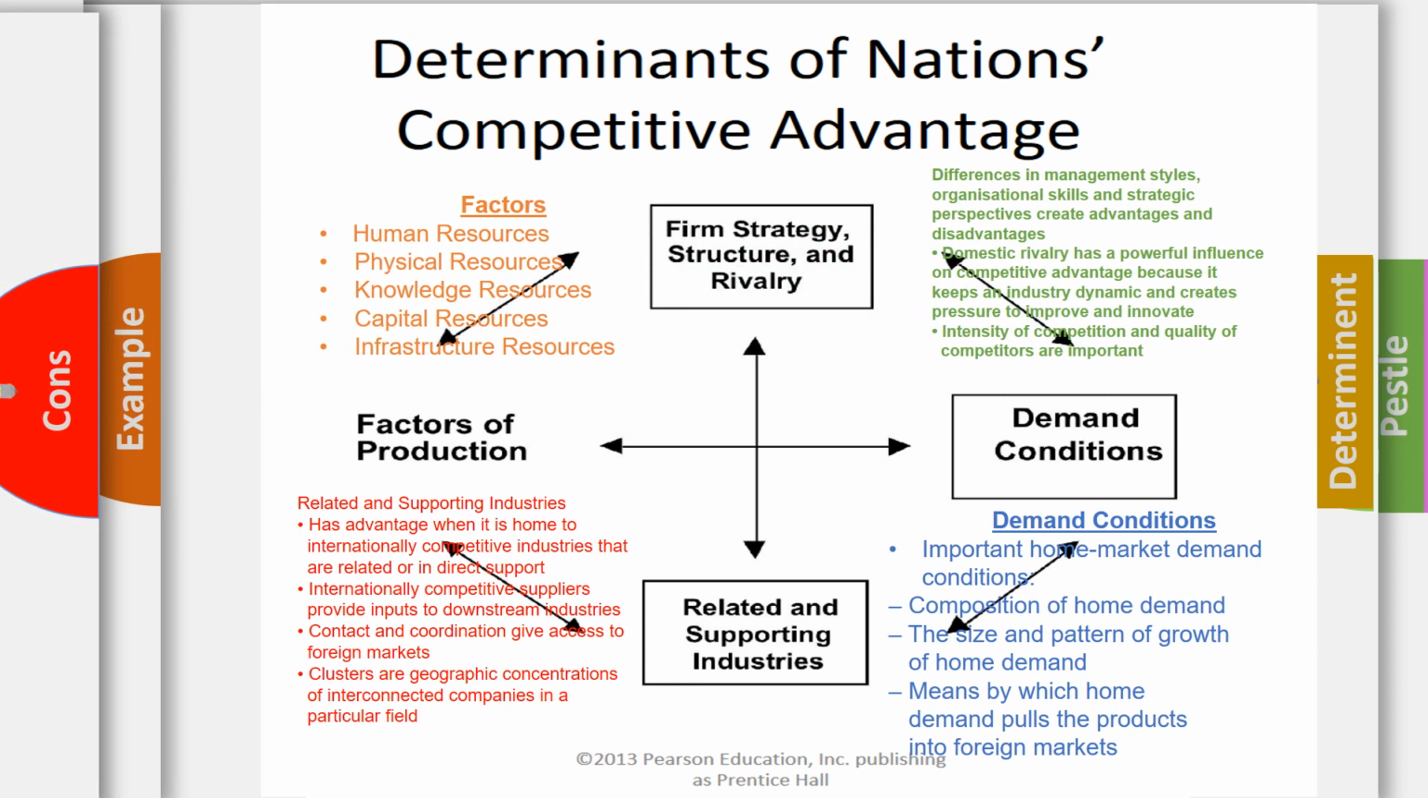The next determinant is the firm's strategy, structure, and rivalry within that country or region. The competitiveness of a firm in one nation is determined by how firms set their strategy and structure themselves. It is also determined by how much competition there is between firms in that region or country. How a firm is structured to set strategy will differ from nation to nation, and this will be determined by social factors, political factors, and legal factors.